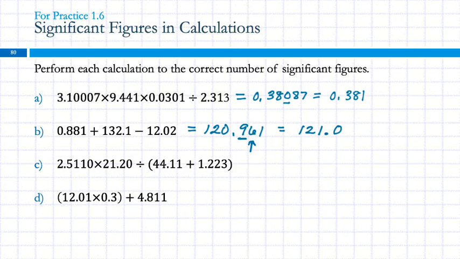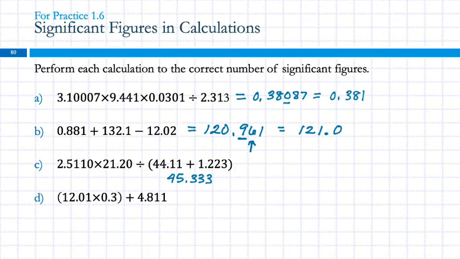Okay, this next one, I've got multiplying, dividing, and adding. I'm going to do the adding first because it's in parentheses. So 44.11 plus 1.223 equals. And I'm going to write this down so I can keep track of things. That's 45.333. That was adding. I'm comparing number of decimal places.